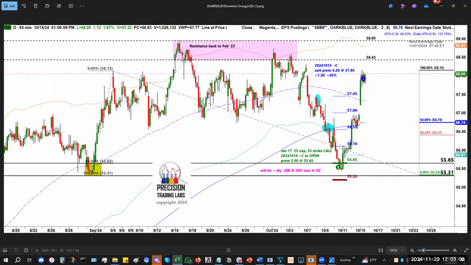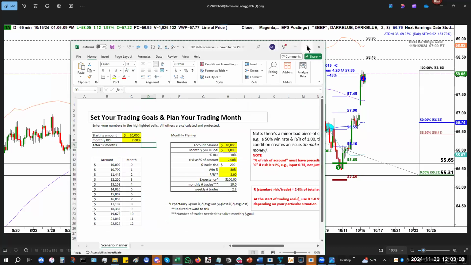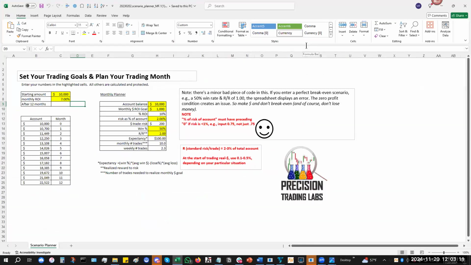The other thing I'm going to show you really quickly here: we were talking before about treating this as a business. This is a spreadsheet that we share with everybody. Basically, if you decide you want to make X amount of money in a month, you can determine, here's my account size, here's how much I'm trying to make, here's how much I'm going to put at risk, here's my winning percentage, and here's my risk and reward. If you punch in all that stuff, it will then tell you how many trades you need to do in order to achieve that.